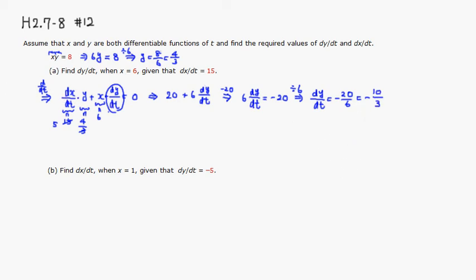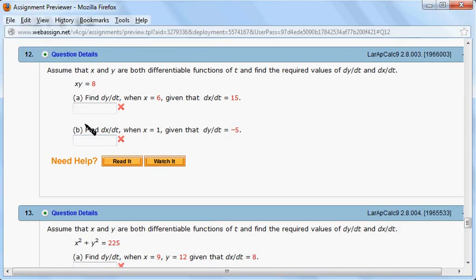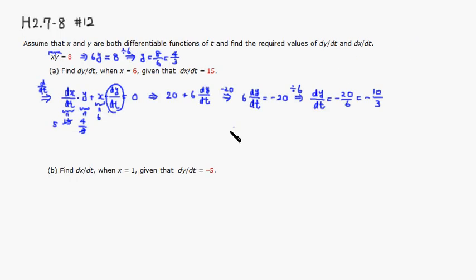All right, let's type it in to see if it's correct. So this is negative 10 over 3. All right, let's go ahead and do part B as well. The equation is exactly the same, so we can just plug in a different value. Here x is 1, so plugging 1 in, y is equal to 8. So we just plug them in.